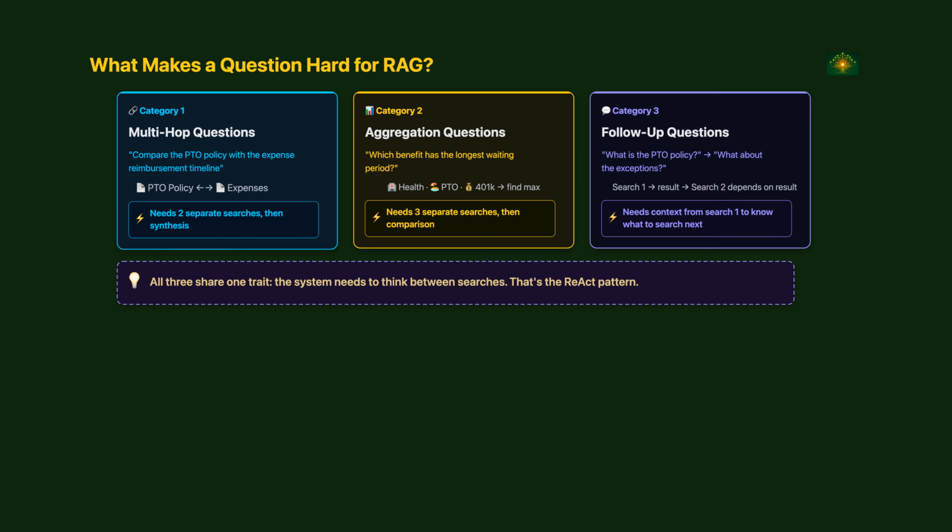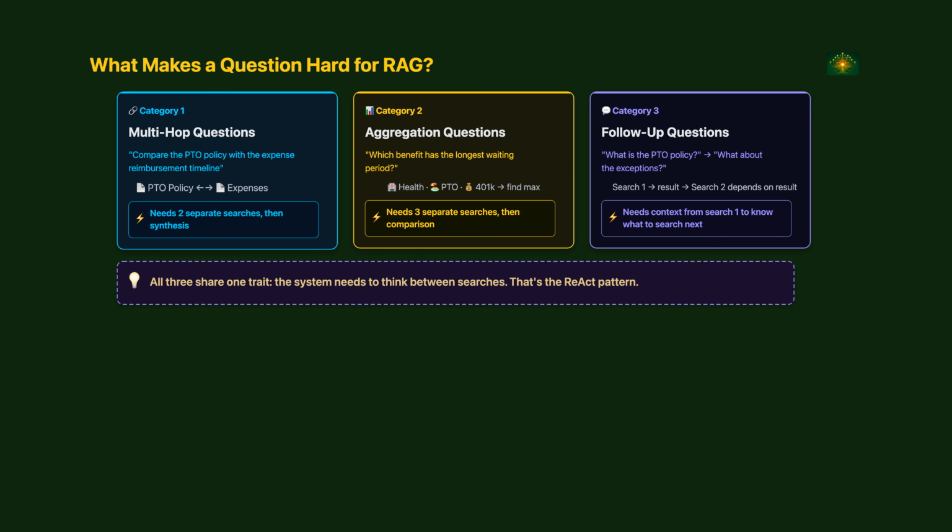That's the ReAct pattern. ReAct stands for reason plus act, and the whole thing is a loop. First, the agent thinks, what do I know? What am I still missing? Then it acts. It calls a tool. Search the database, run a calculation, or finish with an answer. The tool returns an observation, real data, not something the model invented. And then the agent thinks again, do I have enough or do I need one more search? The loop runs until the agent decides it's ready to answer.